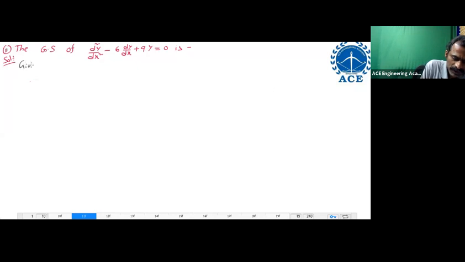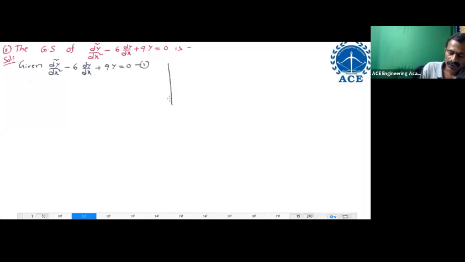First, we have the given problem. Given d square y by dx square minus 6 into dy by dx plus 9y equal to 0. So this is 1. After doing this problem, we stop the session. We'll have a break after this.